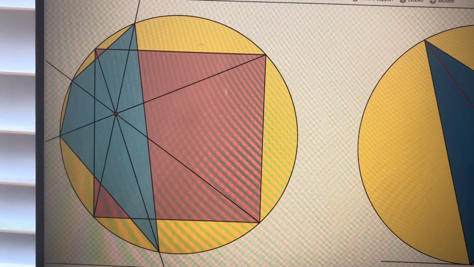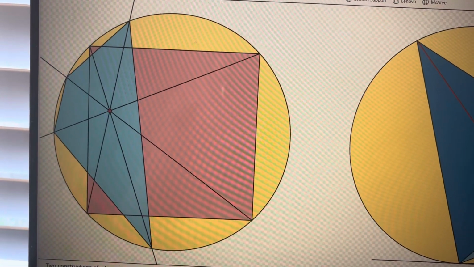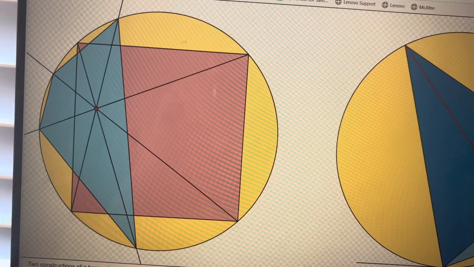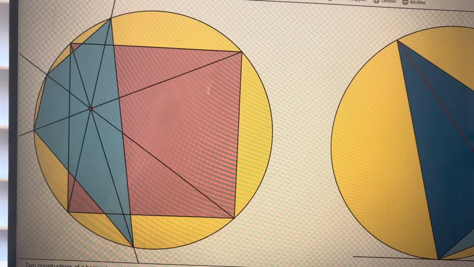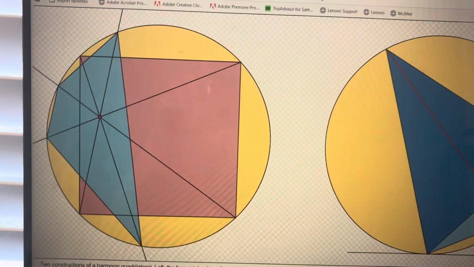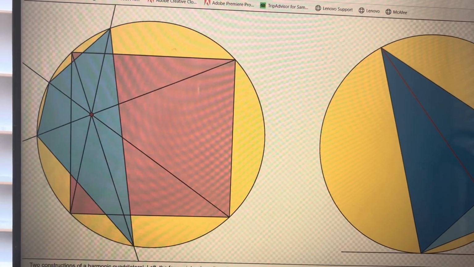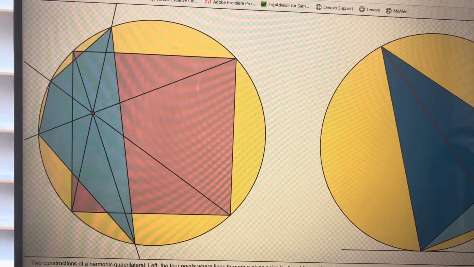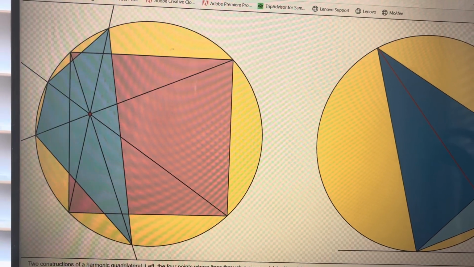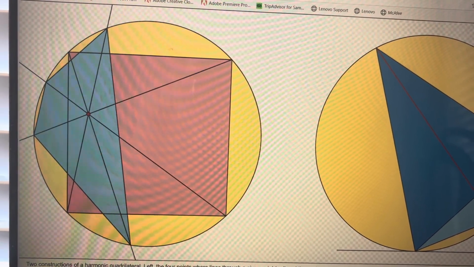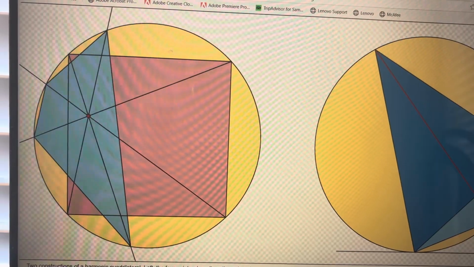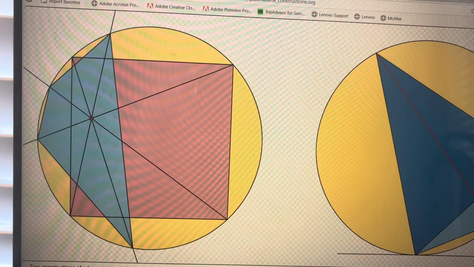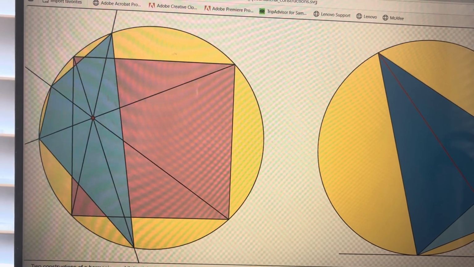Alright, so this is going to be a quick video, but here you have a pink square and the yellow circumcircle, and the claim is that if you see the red point, which is any point in the plane, and you extend lines from the vertices of the square to that point, then those lines will cut the circumcircle at points which form the blue quadrilateral, which form a harmonic quadrilateral.